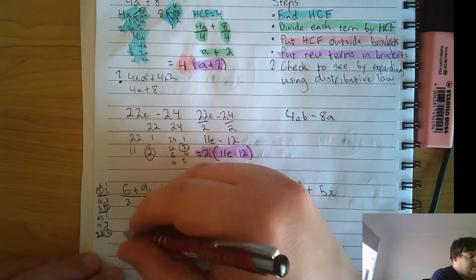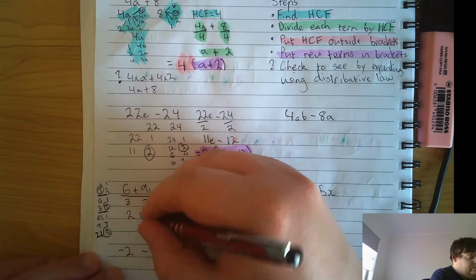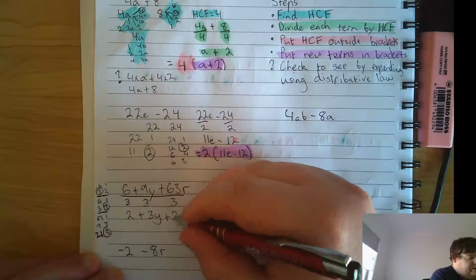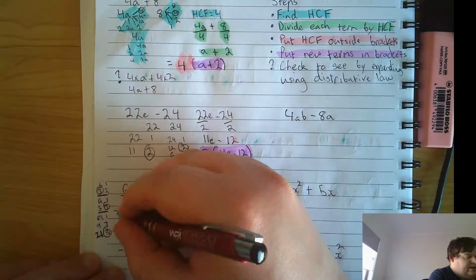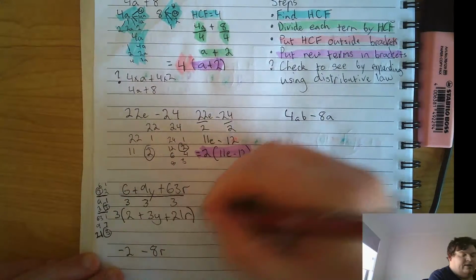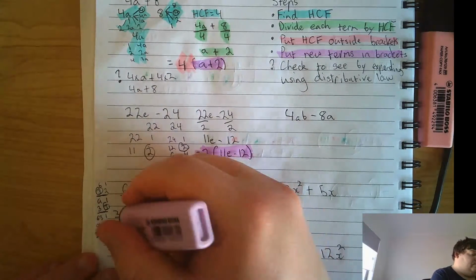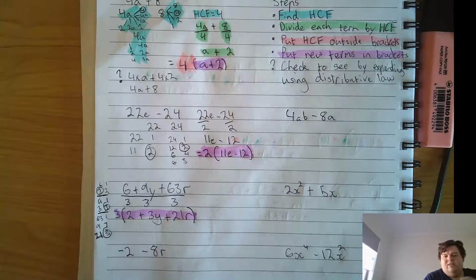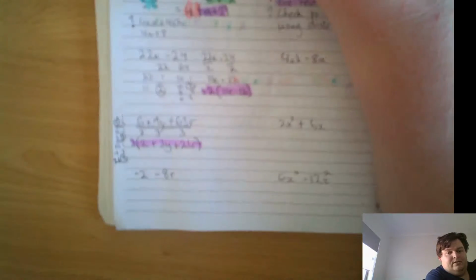That gives me 2 plus 3y plus 21r. And then I take the 3 outside, brackets. That's my answer there. I'm just aware that my page is a little bit cramped, and that's why I'm trying to highlight these answers to show you. All right, let's do another one.